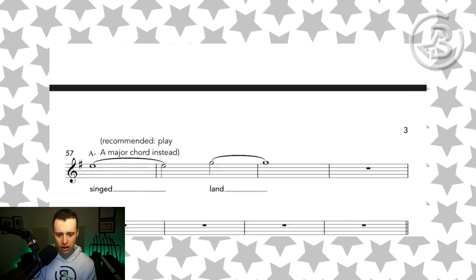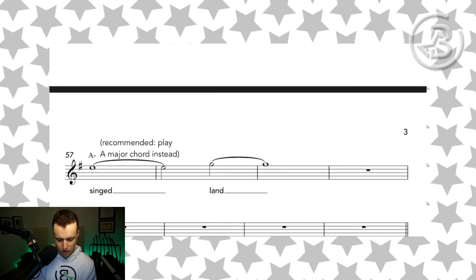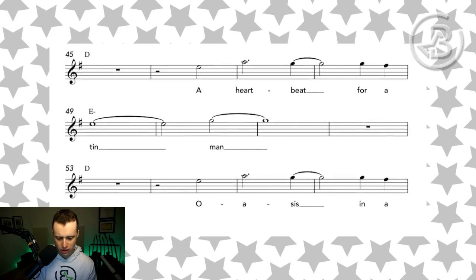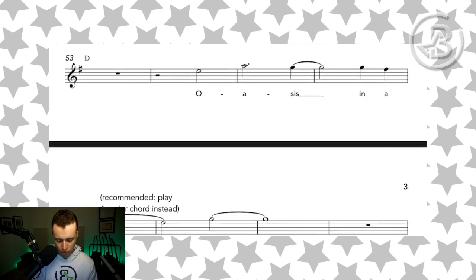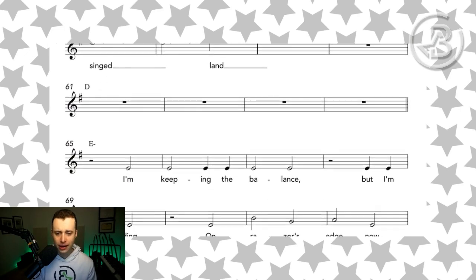Oasis in a singed land. So interesting there that this chorus, this first chorus that we're hearing, because the second chorus gets a little bit more involved. But this first chorus here, it just repeats the same notes 4 times with the same rhythm, just changing the words. Now, that's not bad. I'm not saying that that's lazy or less than. It's just an interesting thing to point out and to notice that part of what makes this song is the same notes and the same rhythm, just with different words put underneath for that chorus.